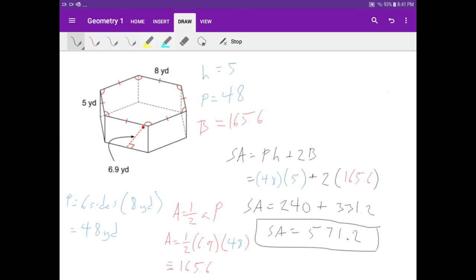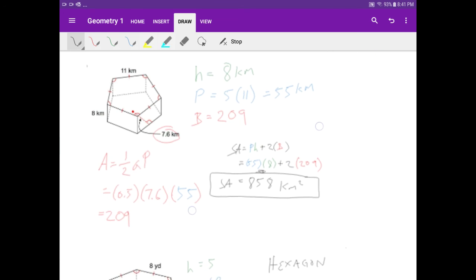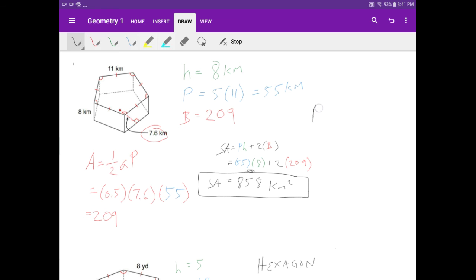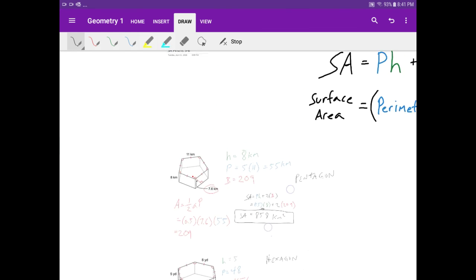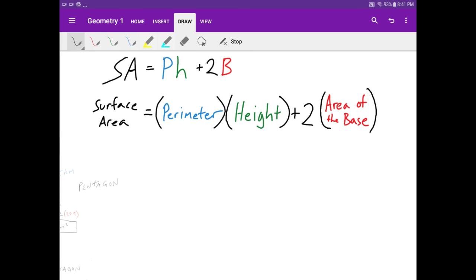So this one is the hexagon. And then this one is the pentagon. And that's your formula. Run it back if you need to go back over anything.